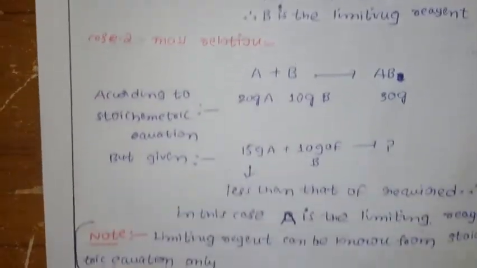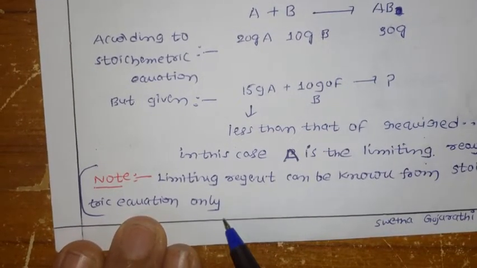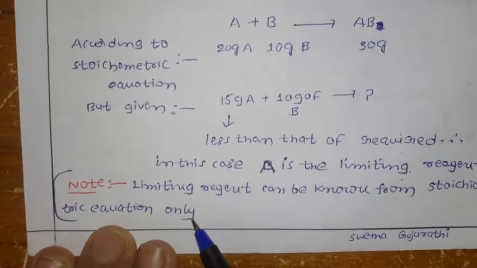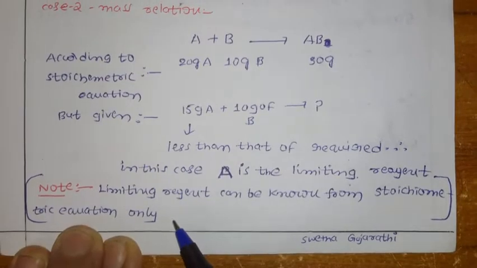Limiting reagent. Okay. Now one important note here: limiting reagent can be known from the stoichiometric equation only. So first you have to write the stoichiometric equation, and only after that you can come to know the limiting reagent. Okay, now let us see the examples.